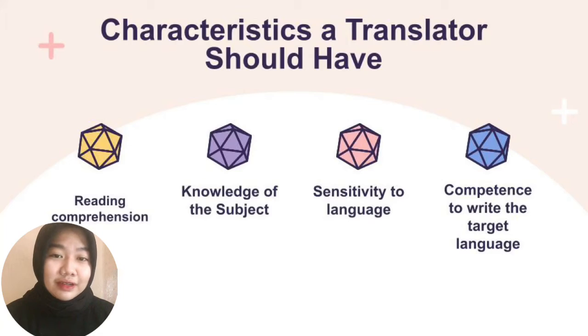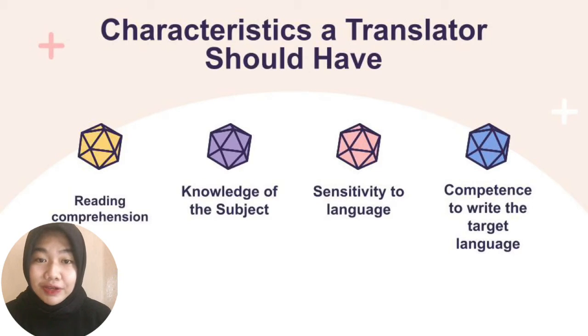After we discuss tips for translating educational text, now it's time for the characteristics a translator should have. There are 4 characteristics. The first, reading comprehension ability in a foreign language. The second, knowledge of the subject. The third, sensitivity to language. The last, competence to write the target language dexterously, clearly, economically, and resourcefully.